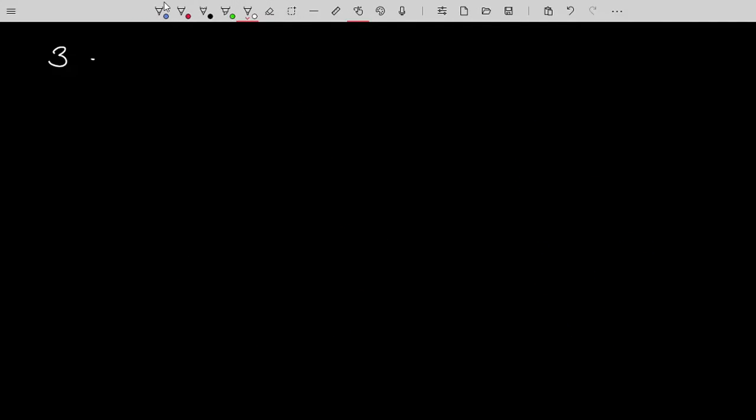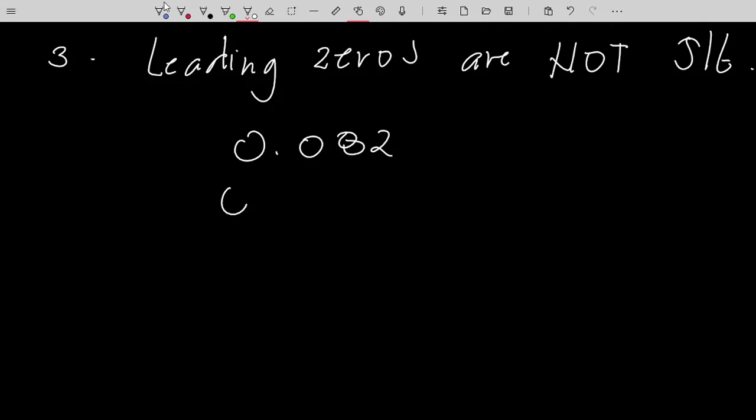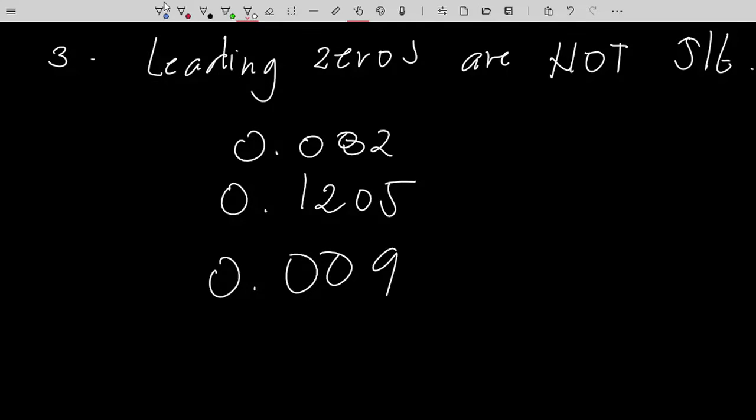Let's go now with your third rule. The third rule is that leading zeros are not significant. So let's have a set of examples here. You have your 0.082, we have 0.1205, and we also have 0.0093. Okay, let's now identify how many significant figures we have here.